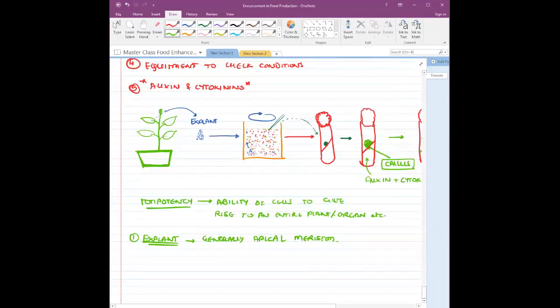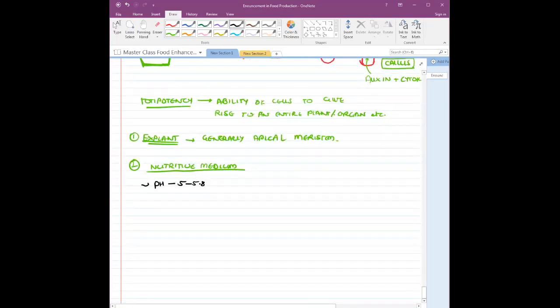First thing, we said we have this explant and we need this medium. So what is this nutritive medium? I'll mention over here what nutritive medium we are going to use. Generally we maintain the pH in the range of 5 to 5.8. This is considered a good pH for the seedlings to grow as well, meaning the small plants, the plantlets. And this nutritive medium comes along with your hormones, that is your auxin and cytokinin.